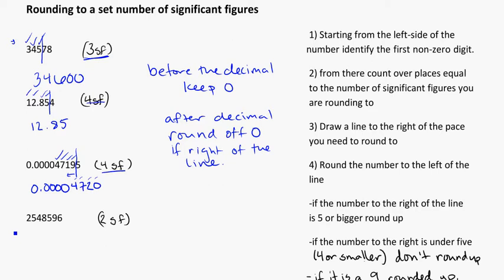Looking at the next example, 2 significant figures. Starting with my first non-zero, which is 2, counting over 2, dropping down my line. Again, make that comparison. On the right-hand side, I see a 4, which is less than 5, so I'm not going to round up. So I'll have 25, and I need to use zeros as placeholders here. So I need 1, 2, 3, 4, 5 placeholders.